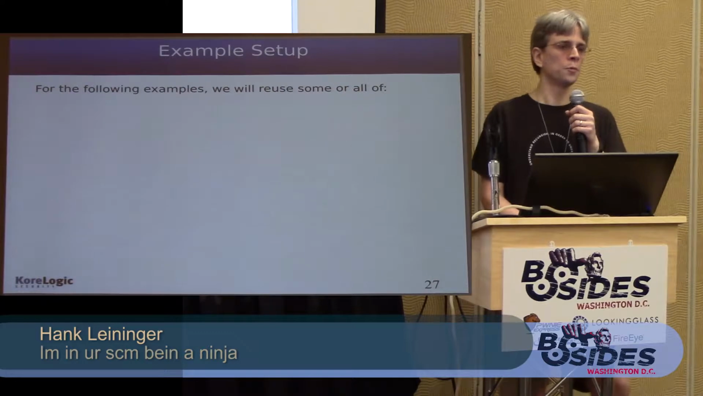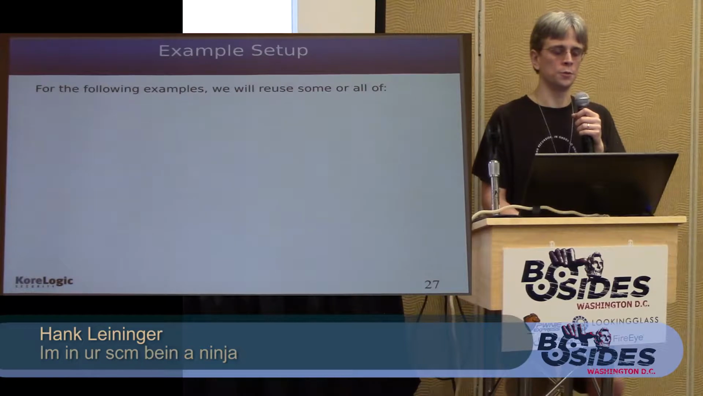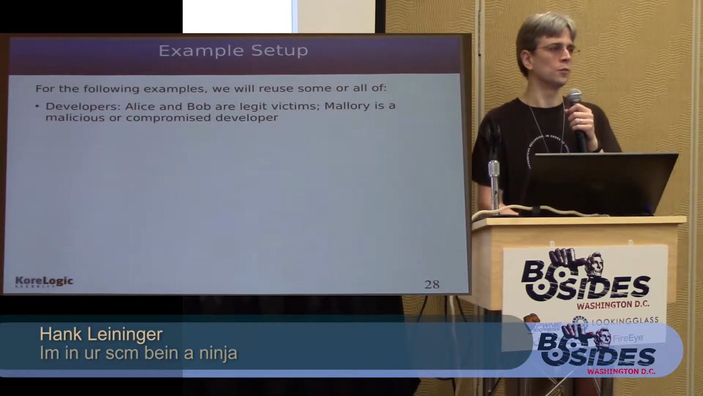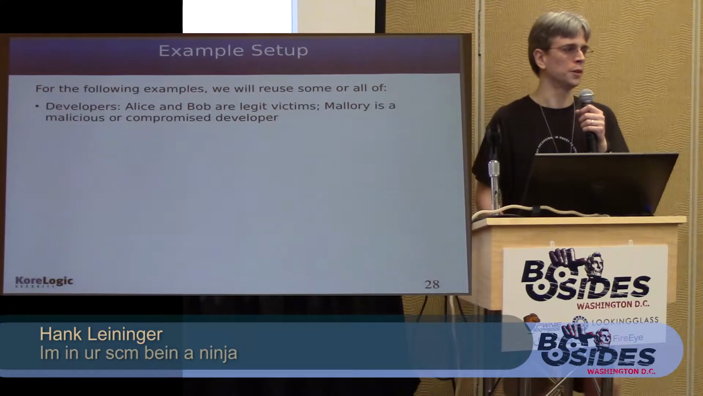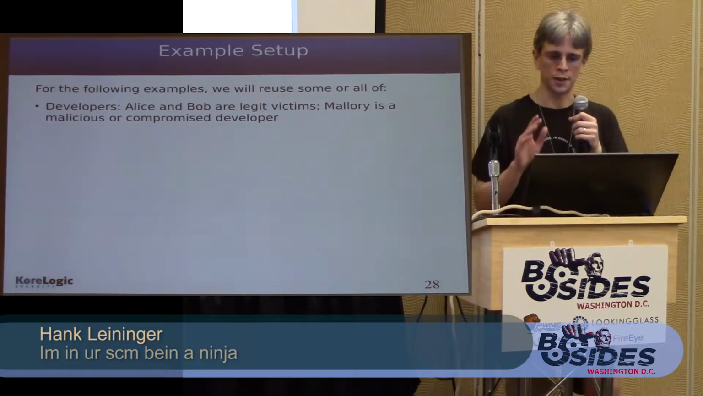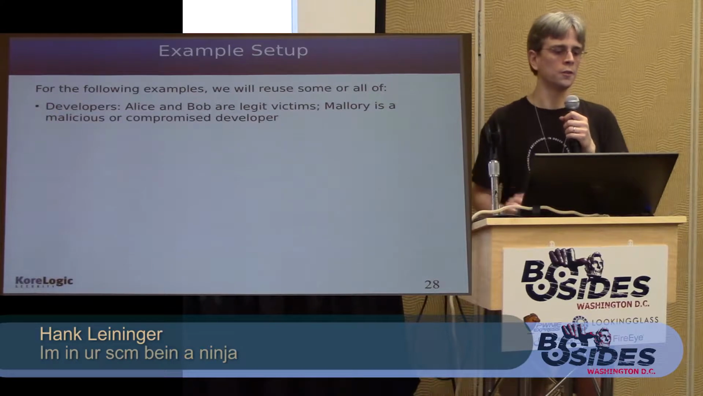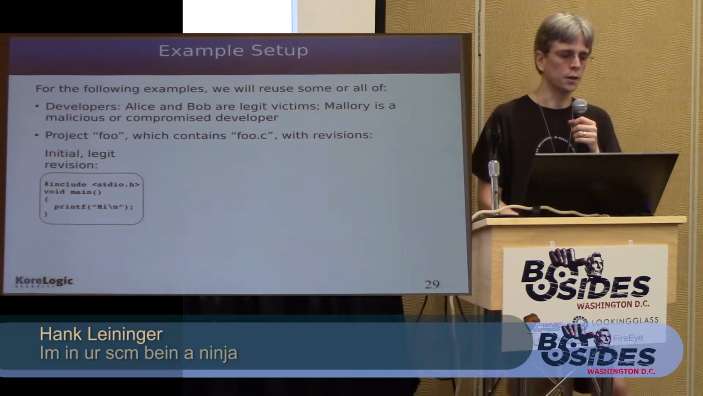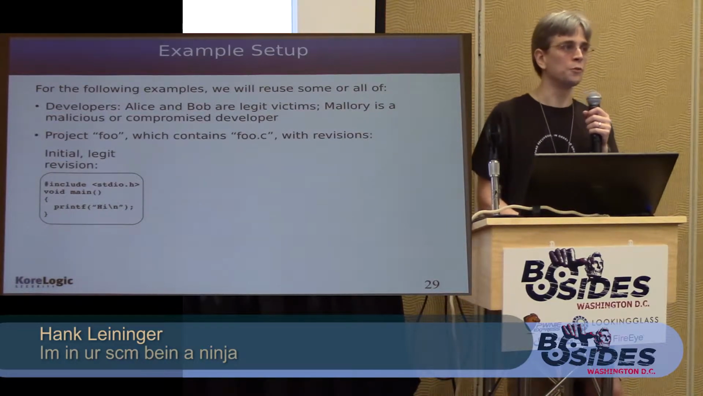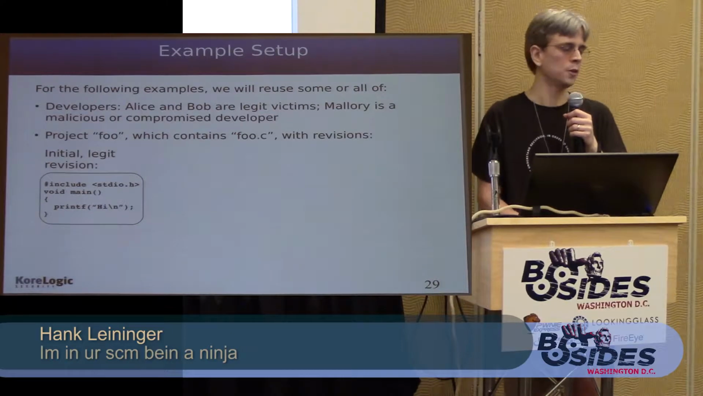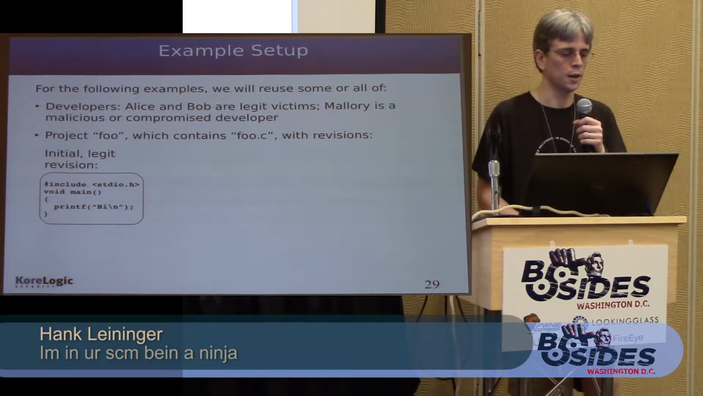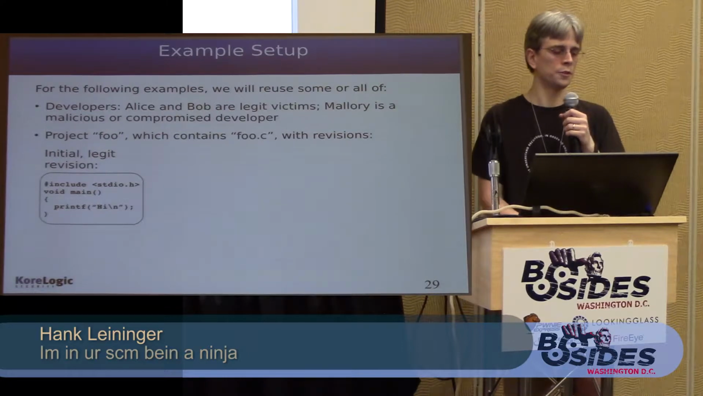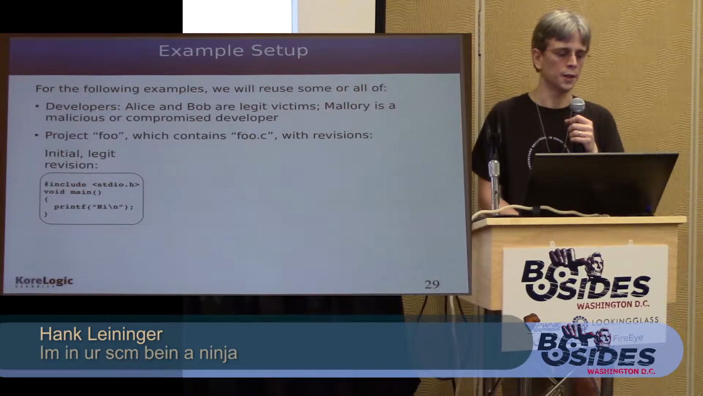So I'm going to run through a bunch of different examples on a few different SCMs. I will often reuse a few things. A set of developers, one or more legitimate developers, Alice and Bob, will be legit developers who are not malicious and don't want to get owned. And Mallory is a malicious developer or perhaps a compromised account. And I'm going to over and over reference a project named foo and a source code file named foo.c because I lack imagination. And we will have one or more legit revisions, just a super simple example of a program that does a printf, yay.